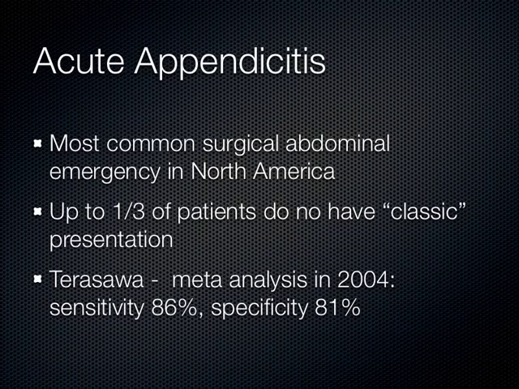Okay, switching gears, finally, the appendix. And the acute appendicitis, very, very common, okay? It's the most common surgical abdominal emergency in North America. About a third of patients, though, don't have that classic presentation, which is generalized abdominal pain that then locates itself to the right lower quadrant, what we call McBurney's point, and associated with anorexia and elevated white blood cell count. That's a classic presentation I just described to you.